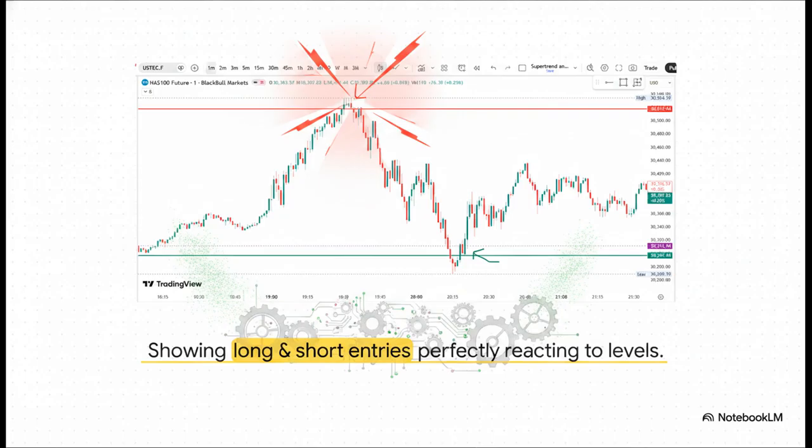And conversely, look down at the bottom. The price drops, hits our green macro low line, and, just like the green arrow points out, the green candles violently overtake the red ones. Boom, a perfect long entry trigger. It's pure precision execution, built entirely on a top-down, rule-based methodology.